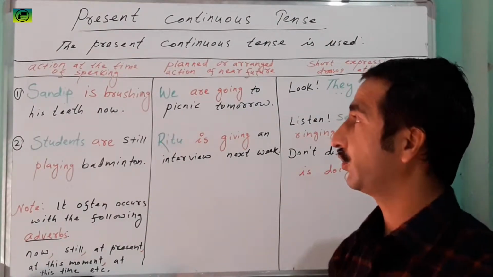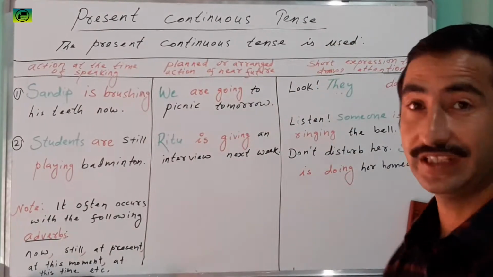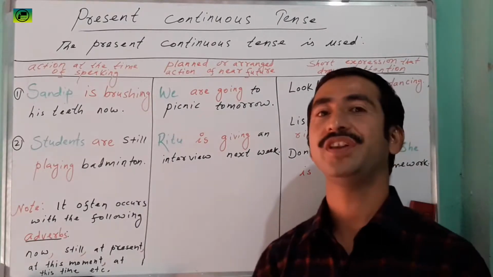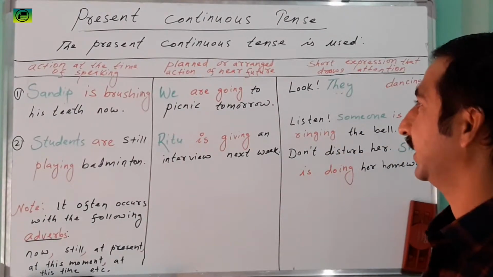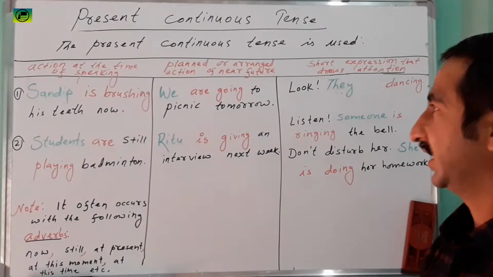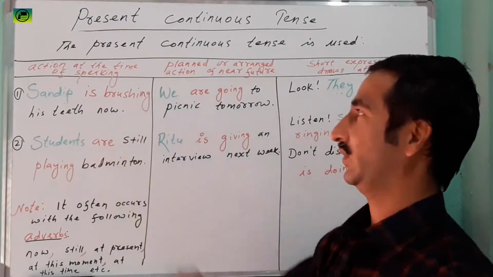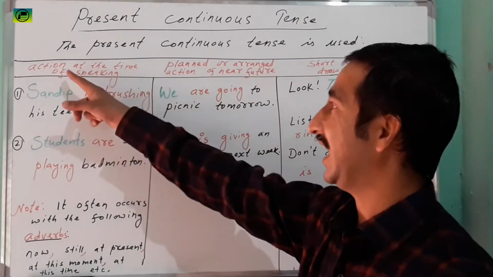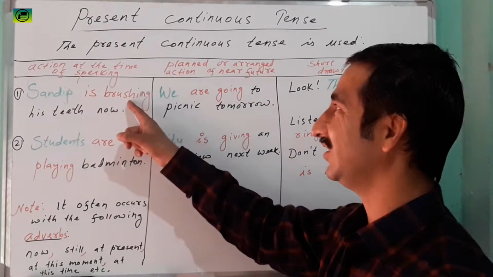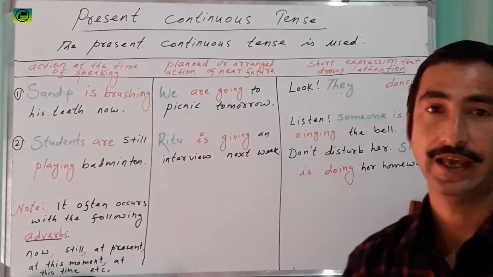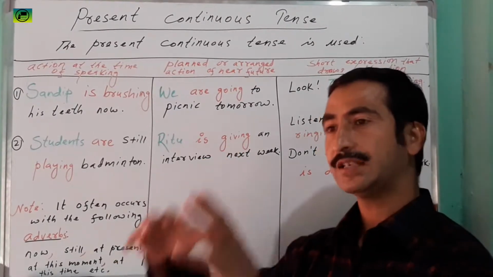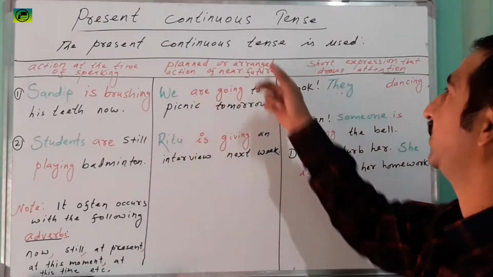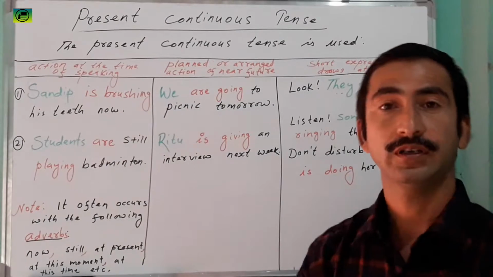Now look at the rules of present continuous tense, meaning in what situation and in what context we use present continuous tense. So here look at the examples. Sandeep is brushing his teeth now. Means he is brushing his teeth. Time is what? Now. This brushing is the action, and it is at the time of speaking. When somebody is performing some action at the time of speaking, at that time we use present continuous tense, meaning we use verb 4.